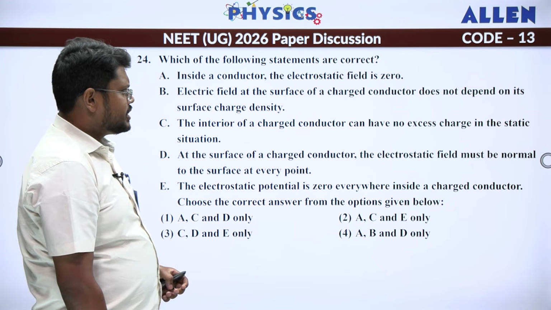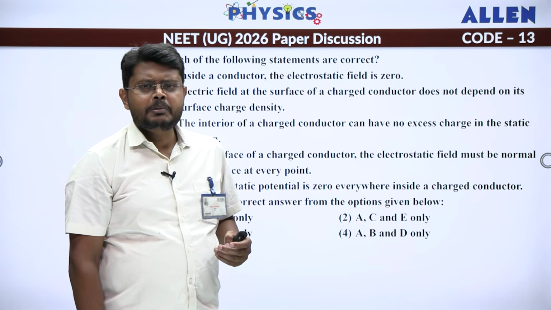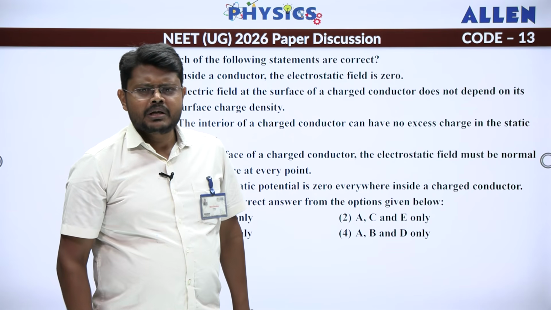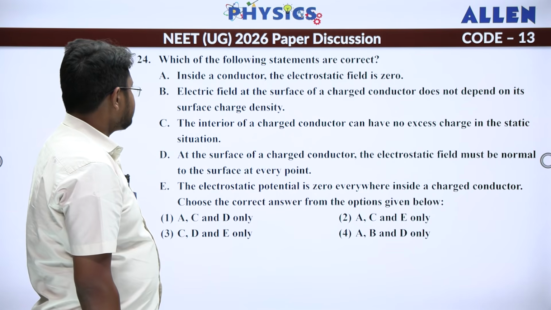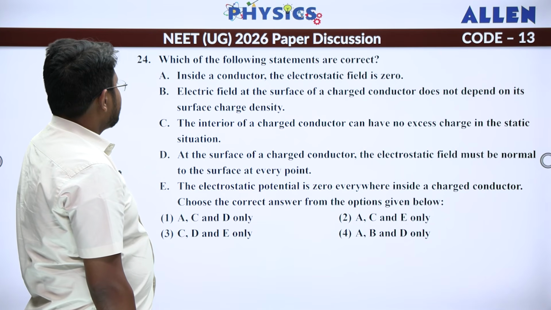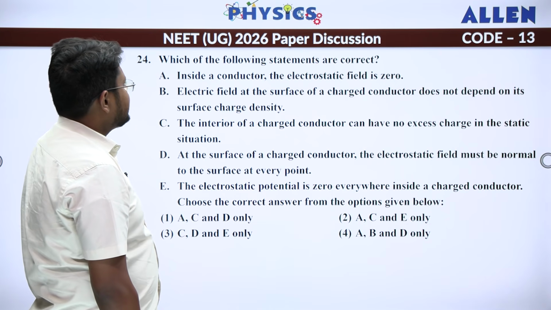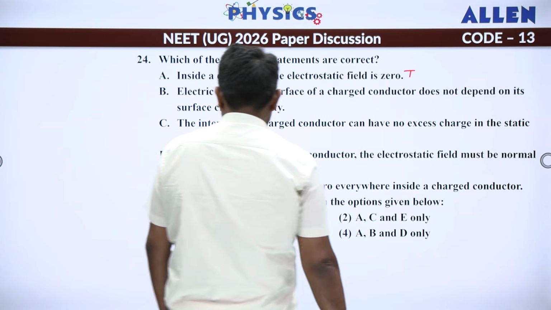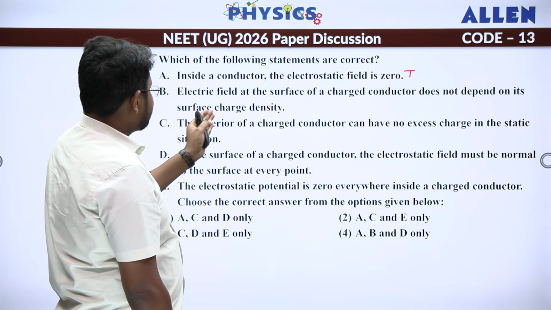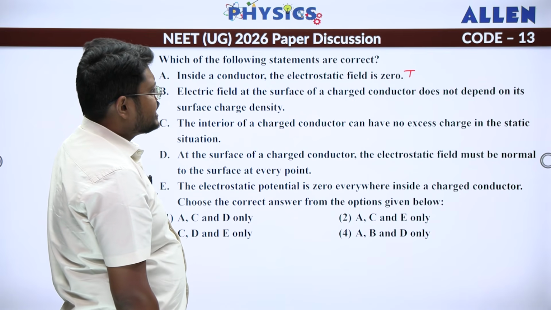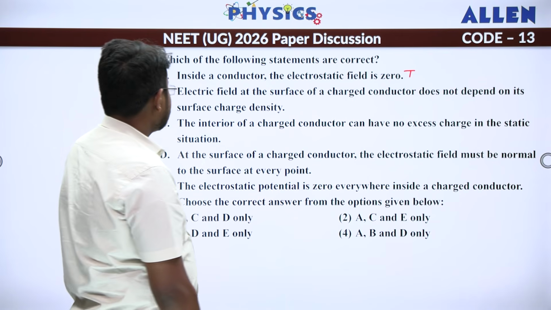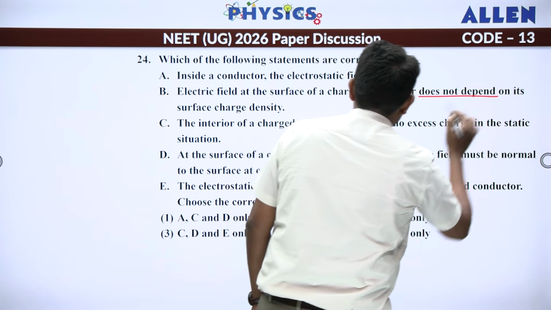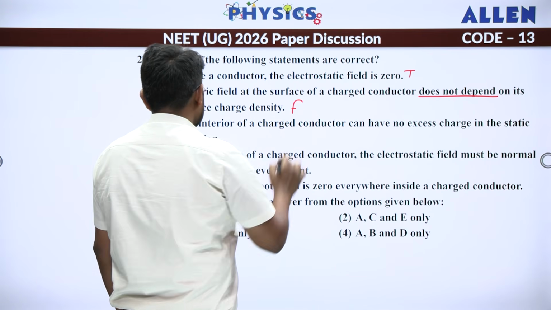Move to question number 24. Another statement based question. As we can see, there are many statement based questions, but all are simple NCERT based statements. Read the first option. The first statement: inside a conductor the electrostatic field is 0. So this is true. Electric field at the surface of a charged conductor does not depend upon surface charge. Does not depend is wrong, so this is false.